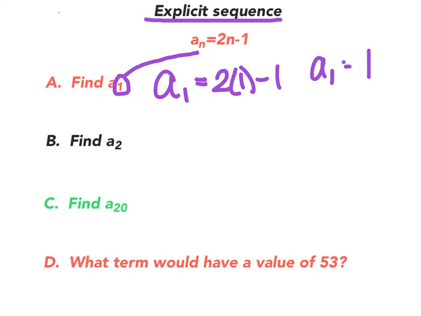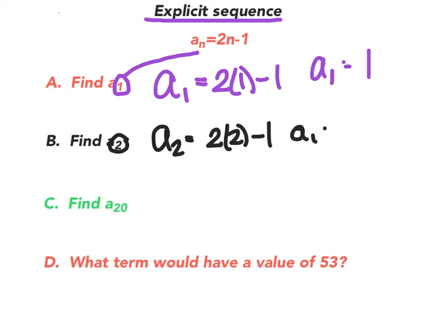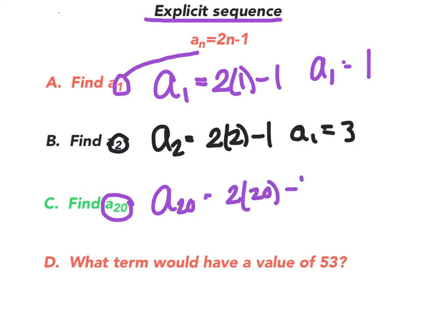Find a sub 2. Same idea. The 2 is taking the place of n, so a sub 2 equals 2 times 2 minus 1. That's 4 minus 1 is 3. A sub 20, I think you've got the hang of it. 20 is taking the place of n. A sub 20 equals 2 times 20 minus 1. So that's 40 minus 1, or 39.